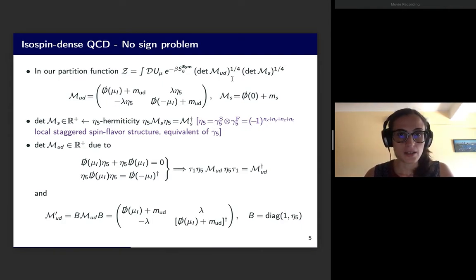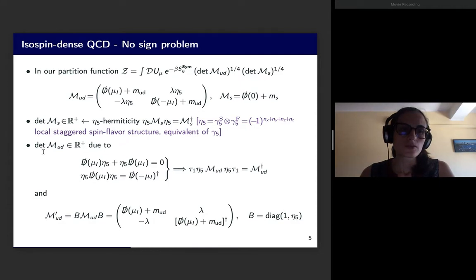All right, then the fact that the determinant for the strange sector is real and positive, and we can simulate that, comes directly from the eta 5 hermiticity, which is the staggered equivalent of the gamma 5 hermiticity. And here I'm just reminding you what that eta 5 stands for.